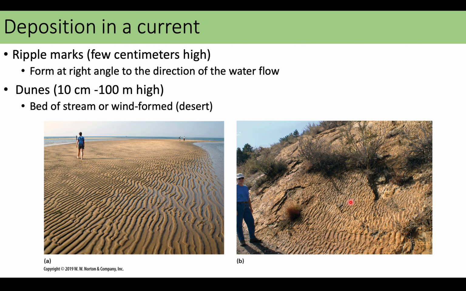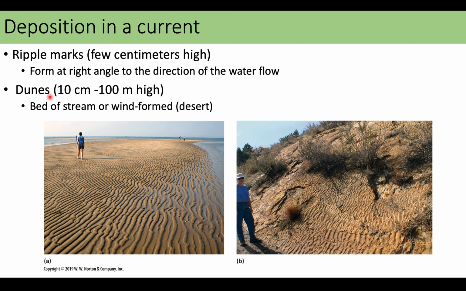We can also tell that the ripple marks are going to form at a right angle to the direction of the water flow. So not only can we say there used to be water in this location, but we can determine the direction that the water was flowing based on the orientation of those ripple marks. Where we have very small ripple marks, which are just a few centimeters high, we know that this was flowing water, for example, a beach. Where we have large ripple marks, we actually call them dunes.